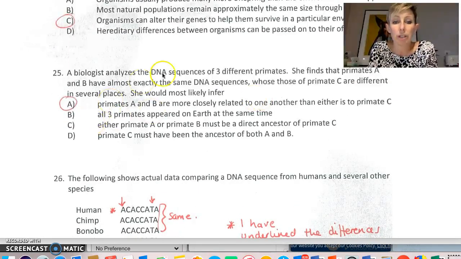25. A biologist analyzes the DNA of 3 different primates. She finds that primates A and B have almost exactly the same DNA sequences. Those of primate C are different in several places. She would most likely infer A and B are more closely related to one another than either is to primate C.